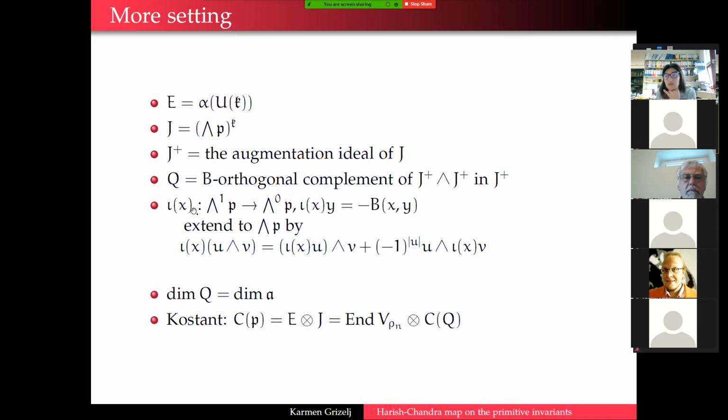Also, one important mapping I'll be using is the so-called contraction operator. We start by defining it on lambda 1 of P. And the result will be, yeah, I forgot to write, X is an element of P. So what it does to a Y that is also in P, it just checks the bilinear form on those.